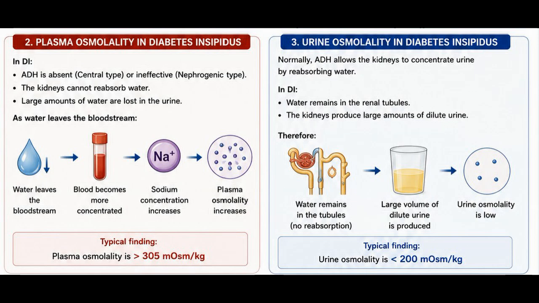Urine osmolality. Normally, ADH allows the kidneys to concentrate urine by reabsorbing water. In DI, water remains in the renal tubules. The kidneys produce large amounts of dilute urine. Therefore, urine osmolality is low, less than 200 mosm per kilogram.